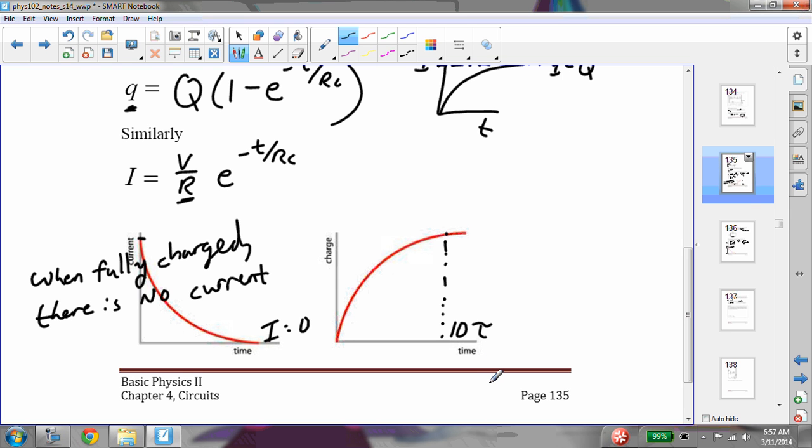Now, you can allow it to continue charging. That's the way it is with the exponential function, that you'll continue to accumulate just a tiny, tiny amount of charge, basically out to infinity in infinite time. But basically, it's fully charged at 10 times the time constant.